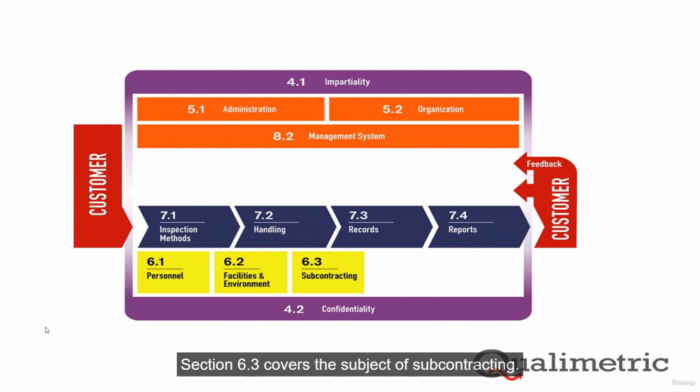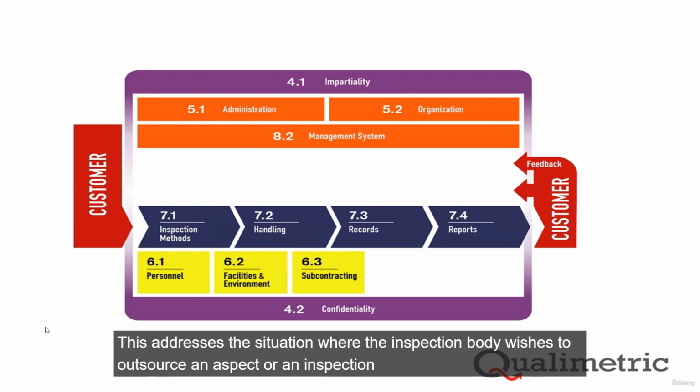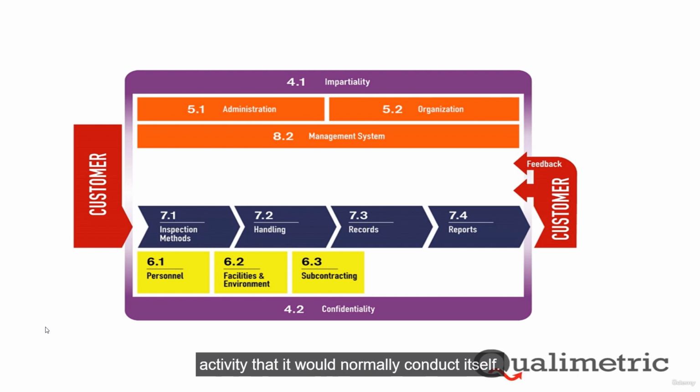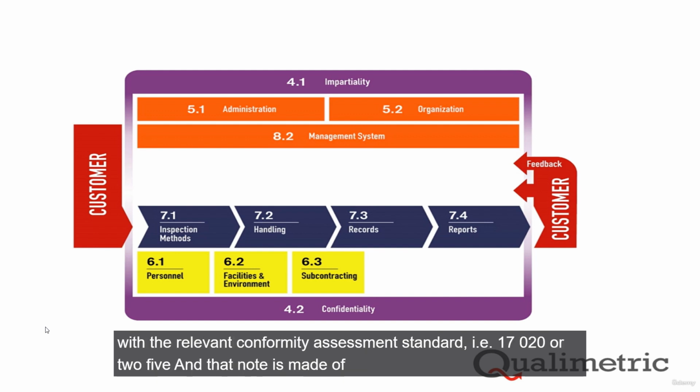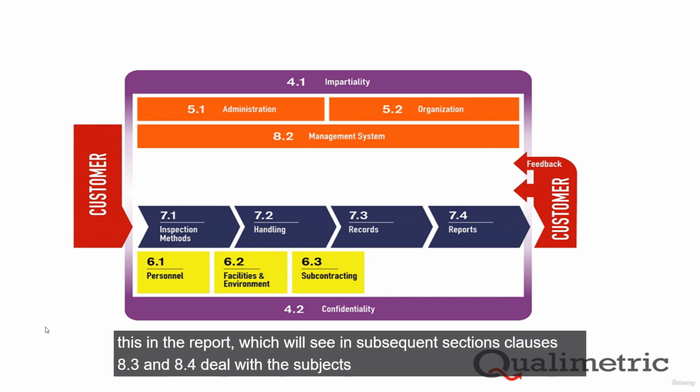Section 6.3 covers the subject of subcontracting. This addresses the situation where the inspection body wishes to outsource an aspect or an inspection activity that it would normally conduct itself, for example in the event of equipment breakdown or work overload. This requires that the customer is notified of the intent to do this, that the subcontractor is evaluated to ensure that it complies with the relevant conformity assessment standard, i.e. 17020 or 25, and that note is made of this in the report, which we'll see in subsequent sections.